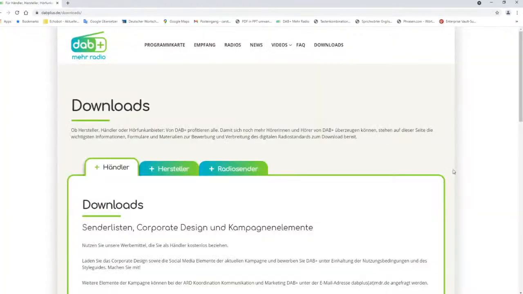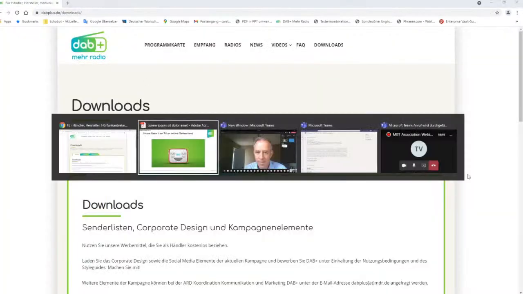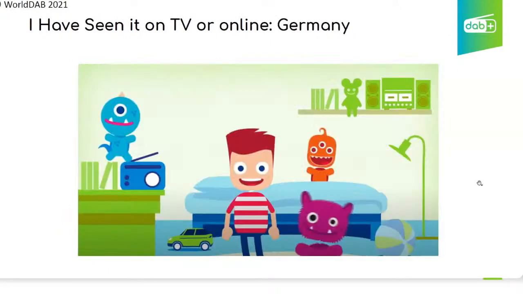DAB. DAB+. They have 4 languages. I just have shown you the French one. And finally, from Germany, a little explainer, you know, how radio is a part of our lives from childhood until we are grown men and women.